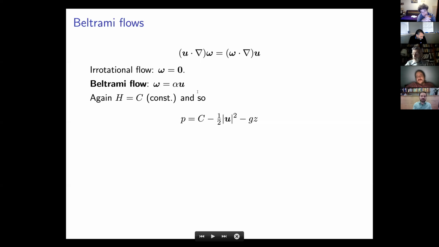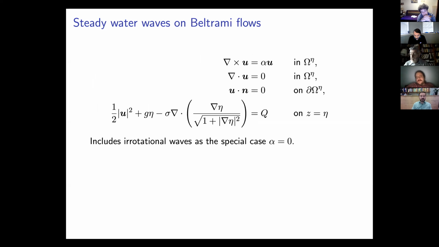So in the results it's constant. Okay, so then we can consider steady water waves on Beltrami flows. So this is when you replace Laplace's equation for the velocity potential with these two equations instead for the velocity field.